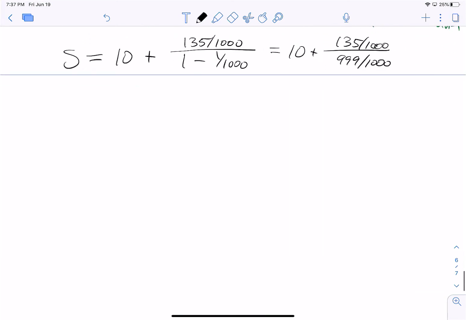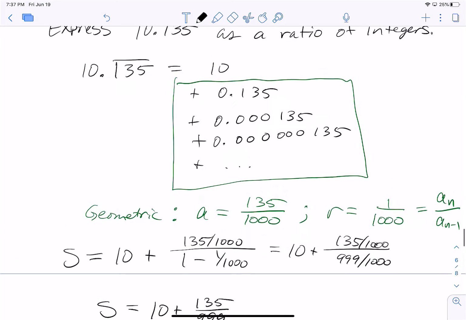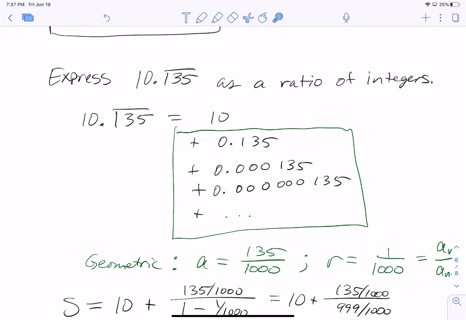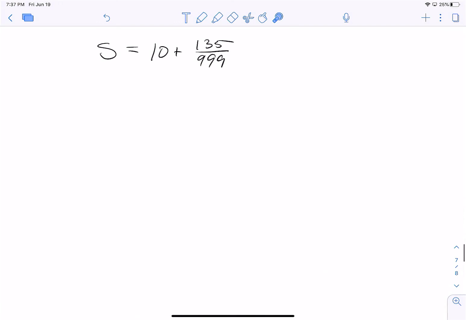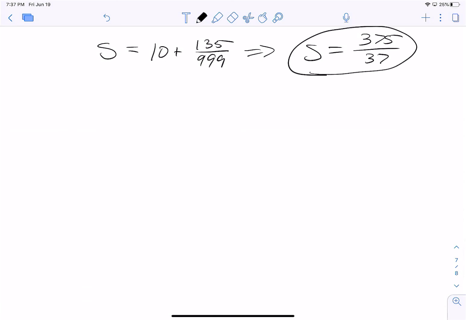The thousands, of course, divide out. S is equal to 10 plus 135 over 999, but we were asked to express this as a ratio of integers, not as a mixed numeral. So we'll conclude by saying that the sum is equal to 375 divided by 37.